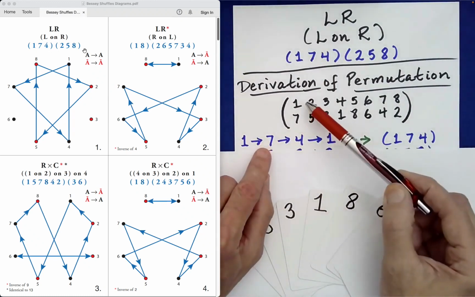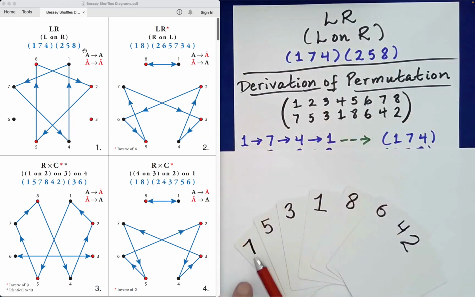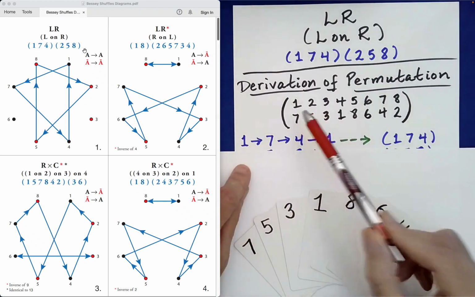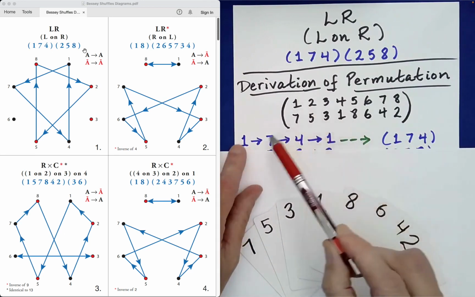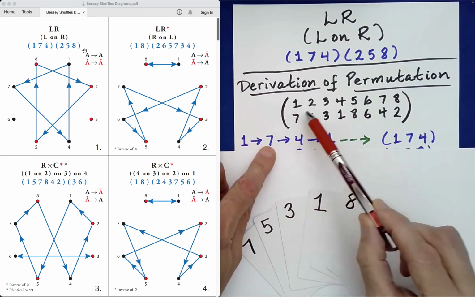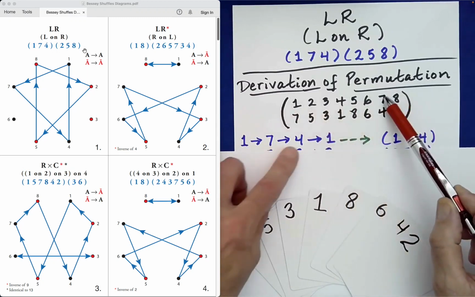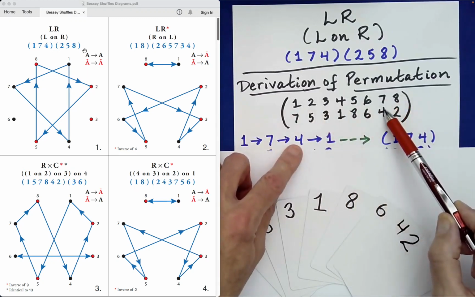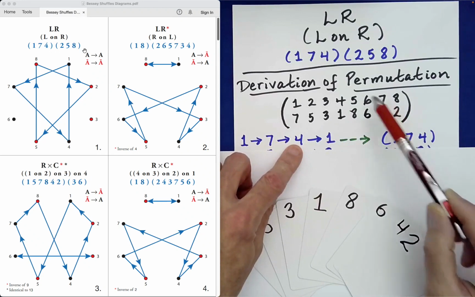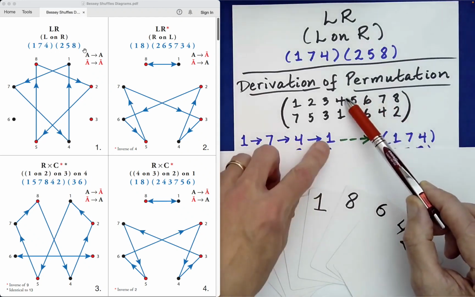So we see that 1, so what was in position 1 gets replaced by what was in position 7, right? So 1 goes to 7. So we say 1 goes to 7. Where does 7 go? 7 over here. We're looking at the top row. 7 goes to 4. Very good. Where does 4 go? Well, 4 goes to 1.